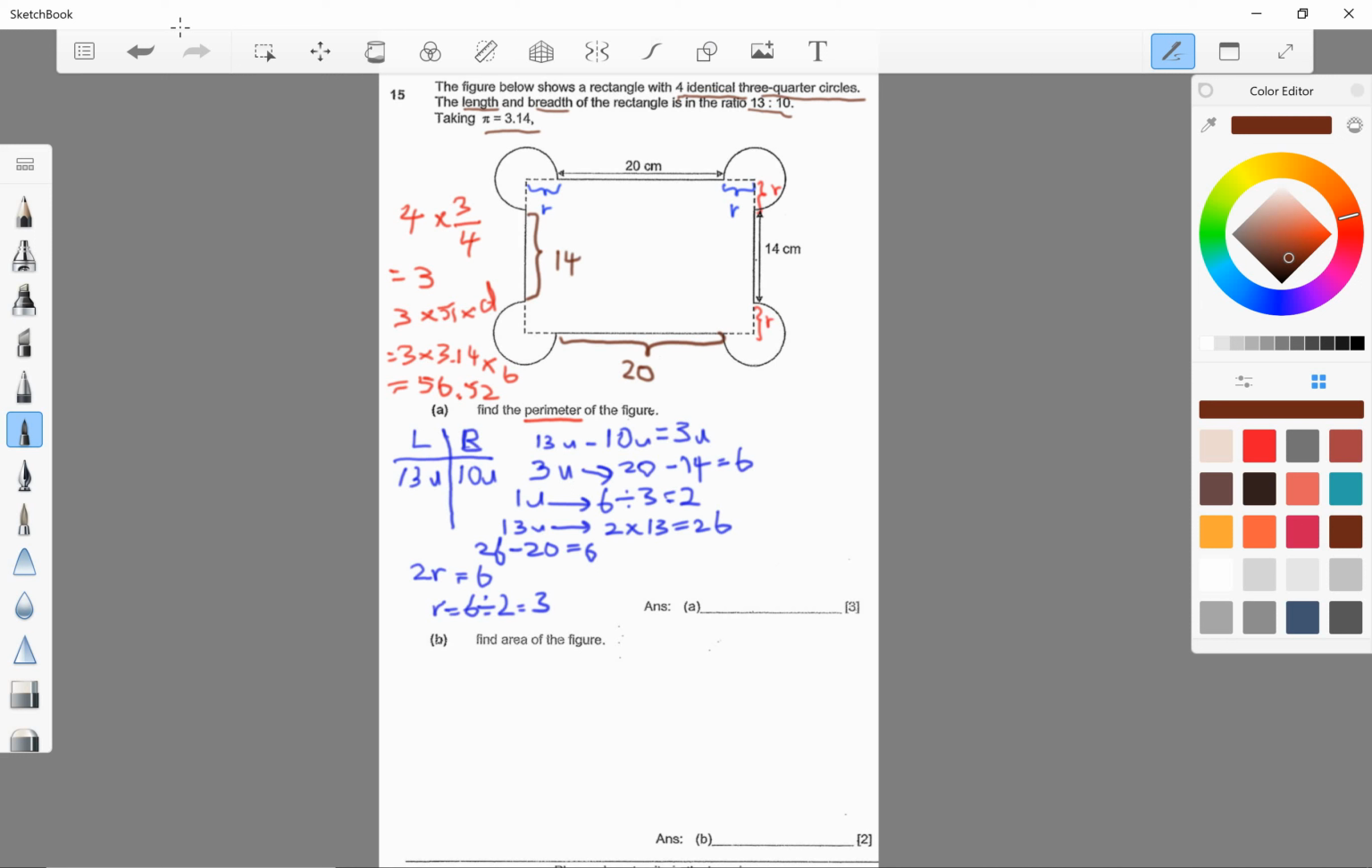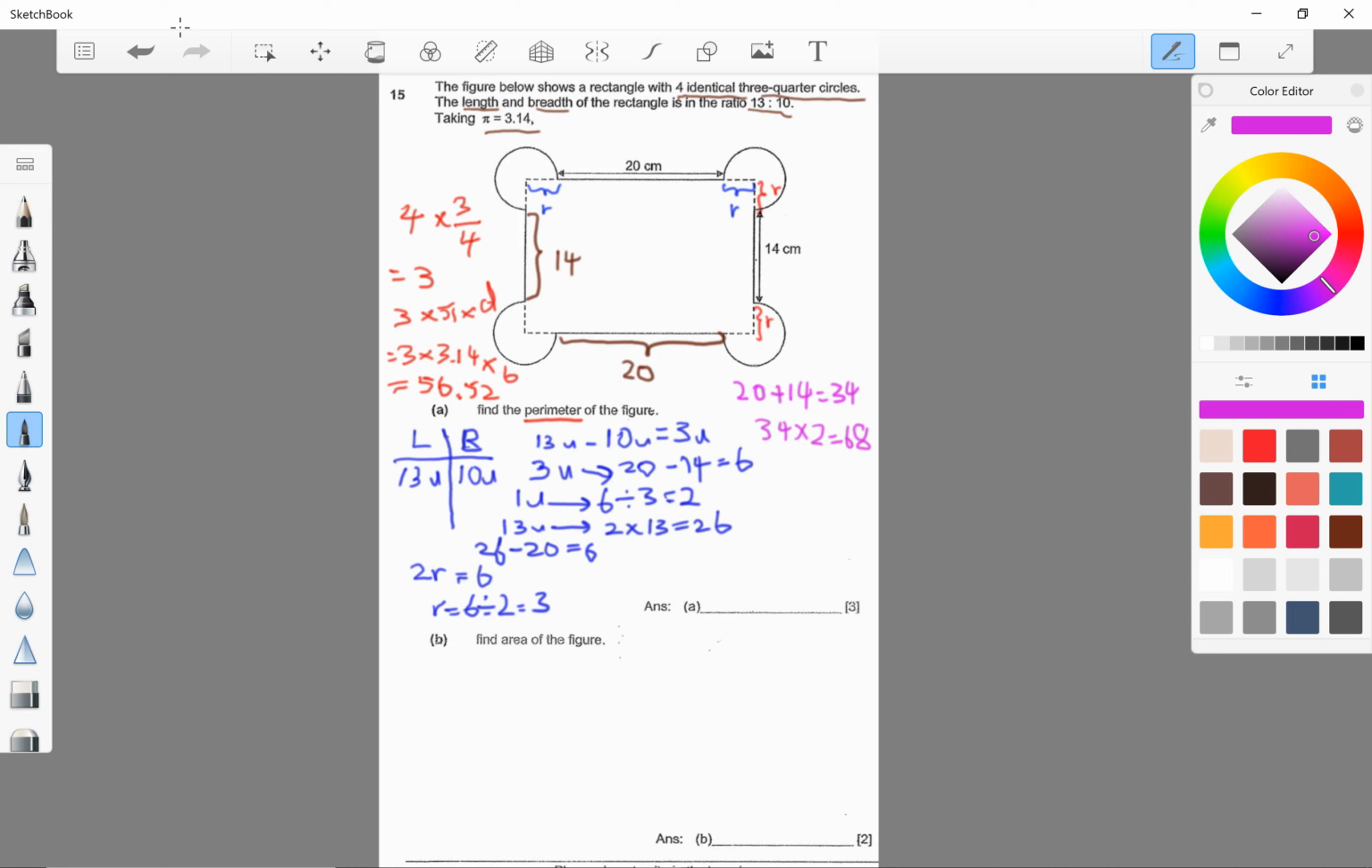So is there a shortcut that we can employ to solve this question very quickly? The answer is yes. I can just simply take 20 from the length plus 14 from the breadth, and this will give me 34. And all I need to do is to multiply 34 by 2. And this will get me to 68. So 68 will actually form the straight line portions of the perimeter.